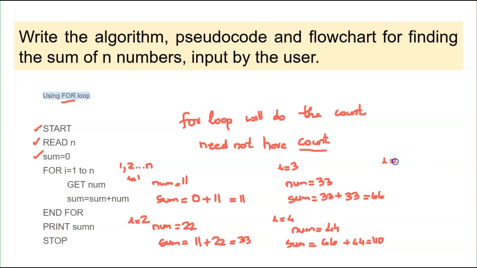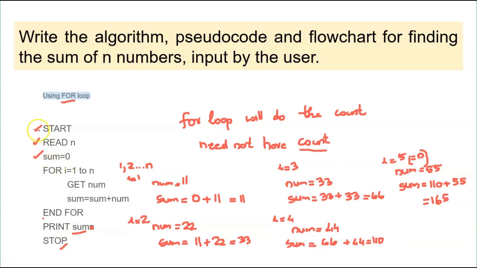Then it will again increment, I is equal to 5. Then num is equal to 55, and you will find the sum. So previous sum is 110 plus the new number 55, so it will be 165. Now I is equal to 5, which is equal to n. So the loop will be completely executed. It will come out of the loop. It will print the sum. Sum value will be printed, and then the program will stop.